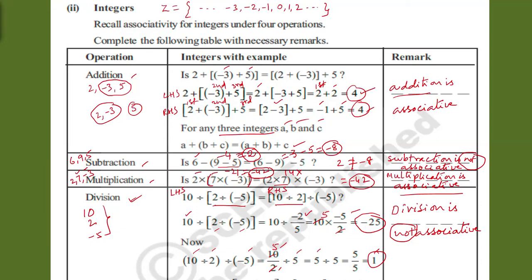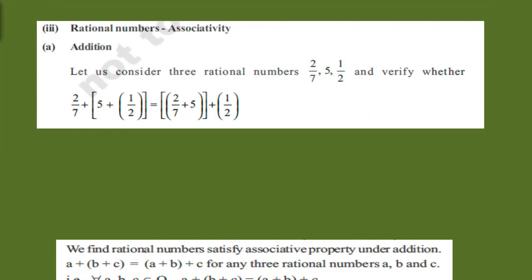Now we move to today's topic, that is rational numbers. Now we check the associative property in rational numbers. You may observe on the screen the numbers written in the form of p by q. The numbers which can be expressed in the form of p by q are called rational numbers.